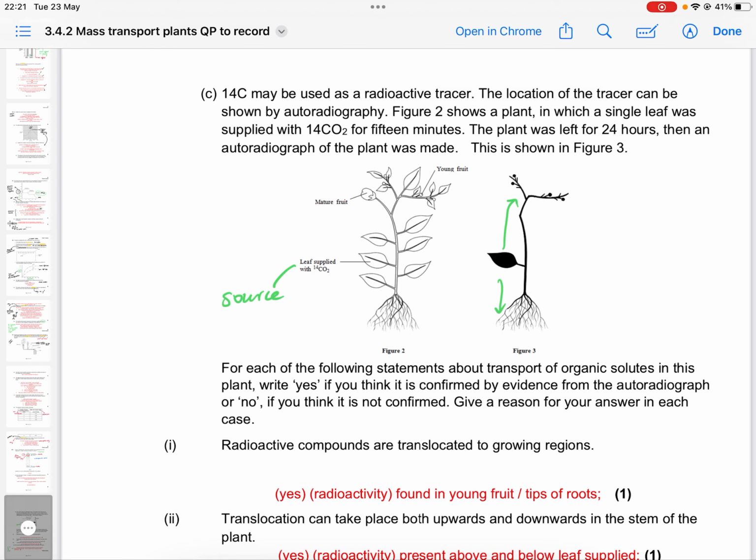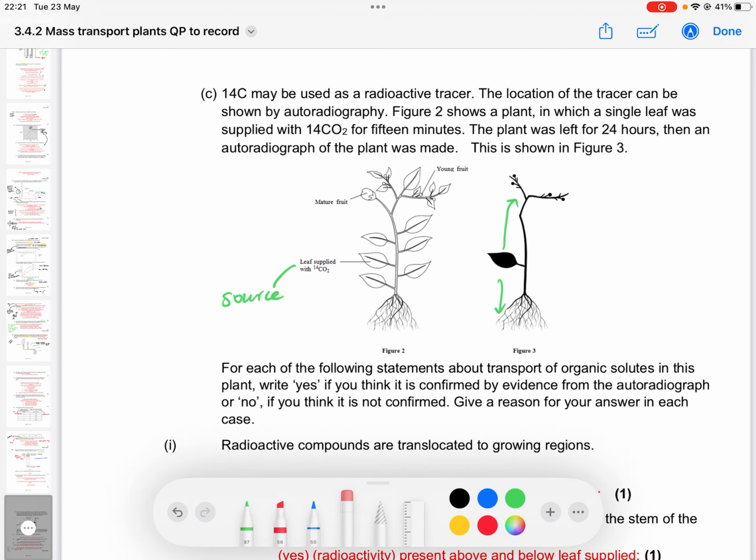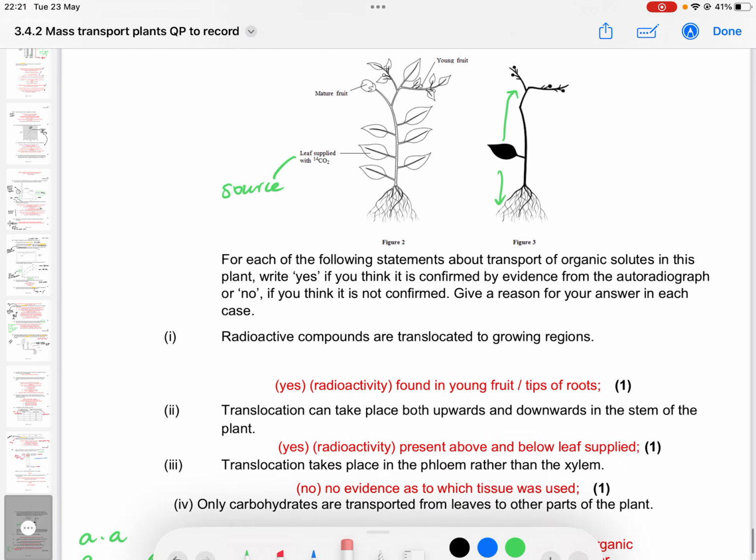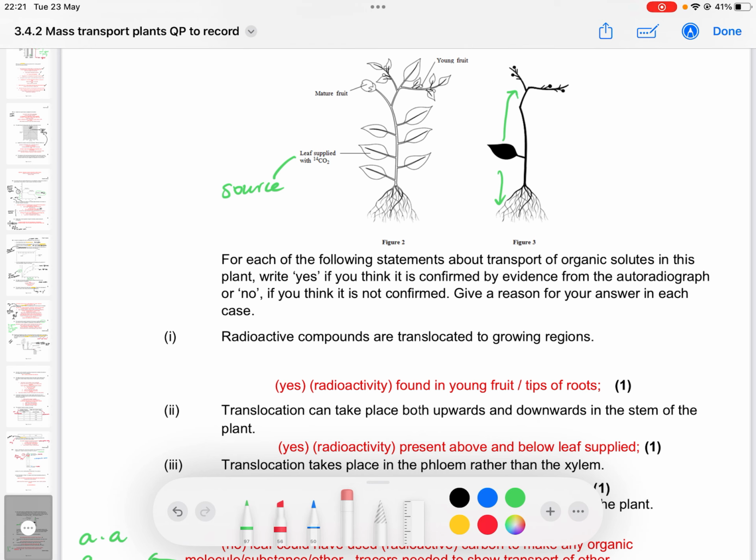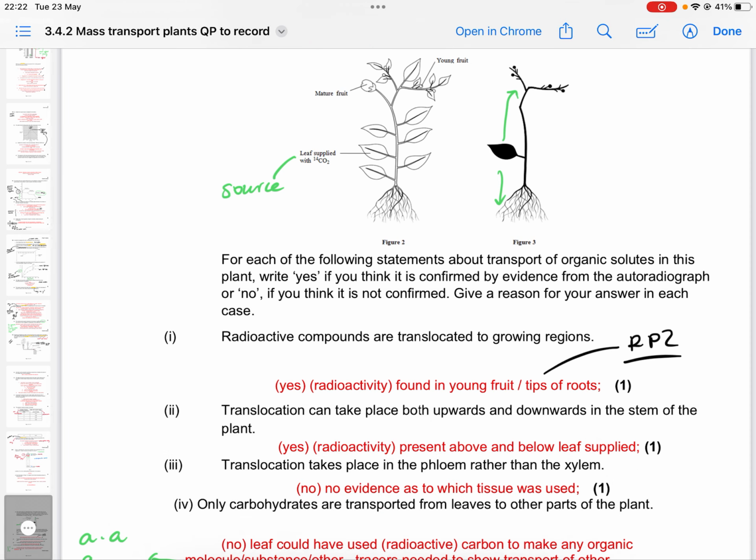Here we needed to say yes or no to random questions, and we needed to back ourselves up with some evidence. Remember, it's radioactively labeled carbon dioxide, so we can detect it and we can see it. So where can we see it? We can see it in the young fruits, in the tips of the roots. Tips of the roots is very important to mention because this is where the growth is taking place. You should remember this from required practical 2, so I put the RP2 as a reminder about using the terminology of the tips.